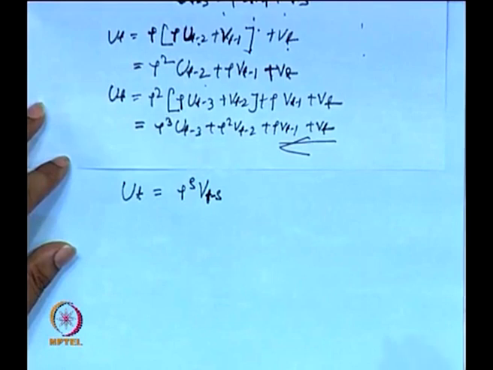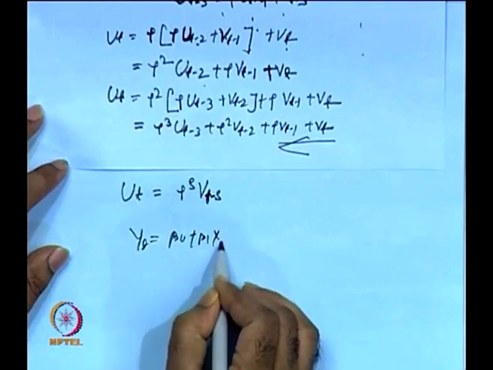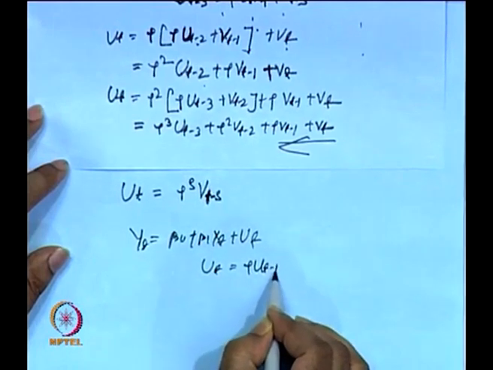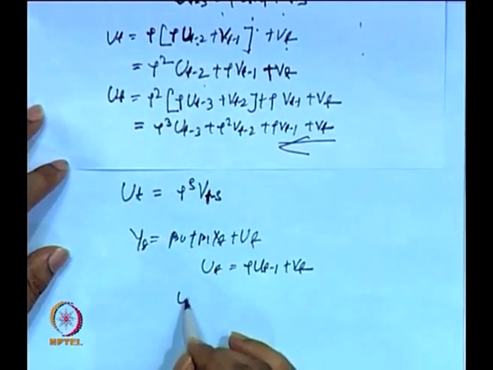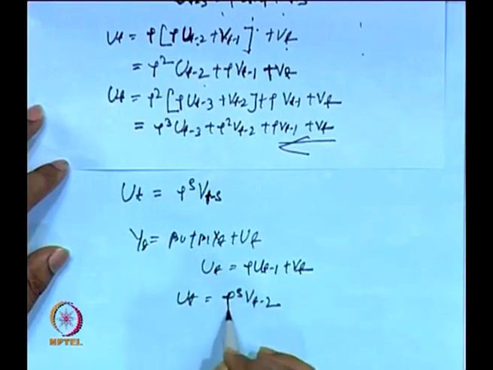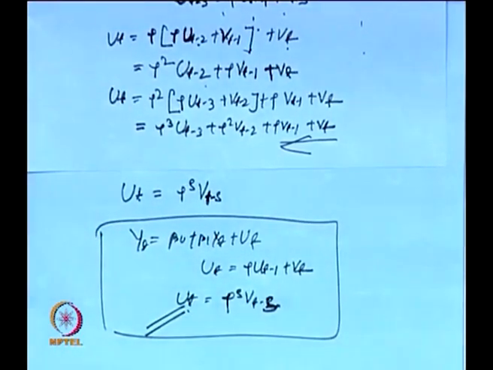So our model is yt equal to beta 0 plus beta 1 xt plus ut, and ut is equal to rho ut minus 1 plus vt. Similarly, ultimately if we simplify, ut equals the sum of rho to the power s vt minus s. Now we have to see that the mean of the error term should be exactly equal to 0, and the variance of the error term should be some constant. Ultimately this is how autocorrelation is connected to this econometric modeling.